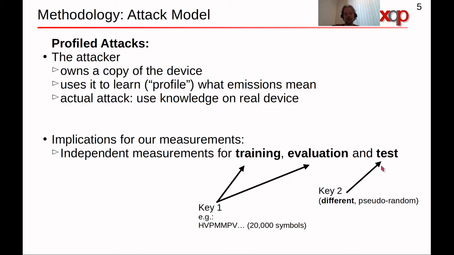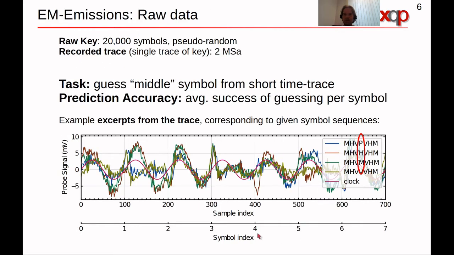And finally, the testing, which we derive all of our reported accuracies from and which we use to evaluate if the attack is really successful, is done using a different pseudo-random key, where the attacker has only one chance to predict this key given the measured emissions. And this key is also pseudo-random. Let me remind you, the raw key is 20,000 symbols long. Symbols are H, V, P, and M. And it's a pseudo-random key.